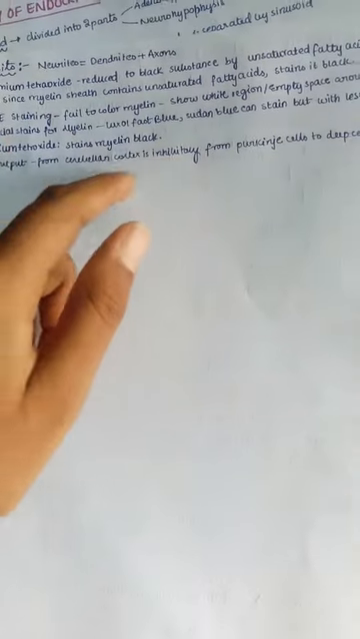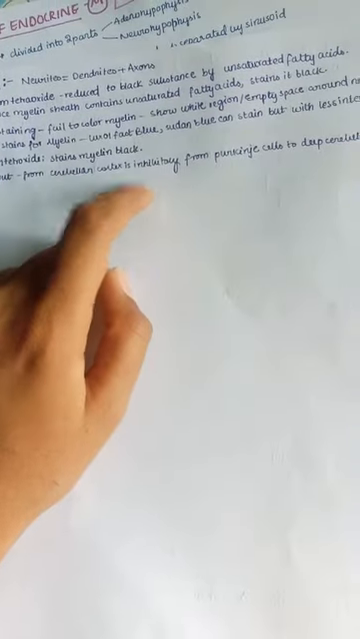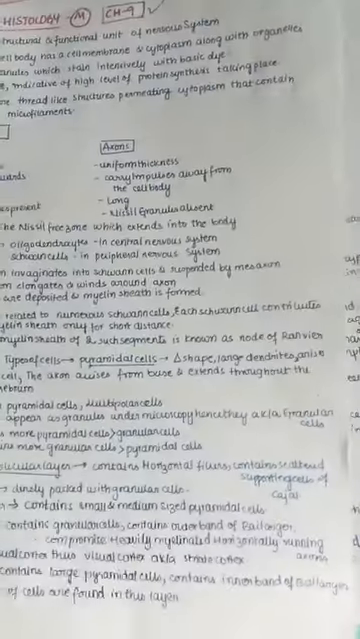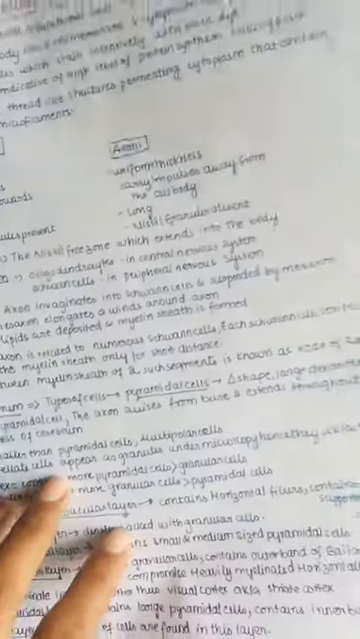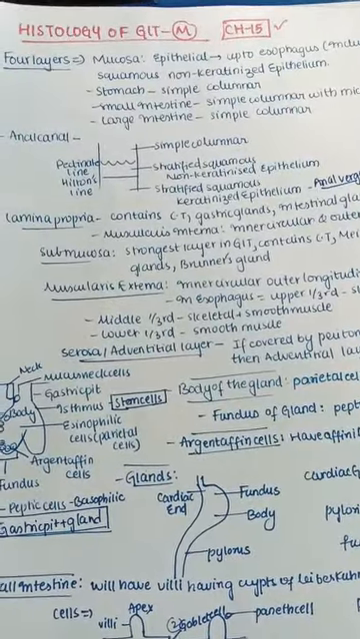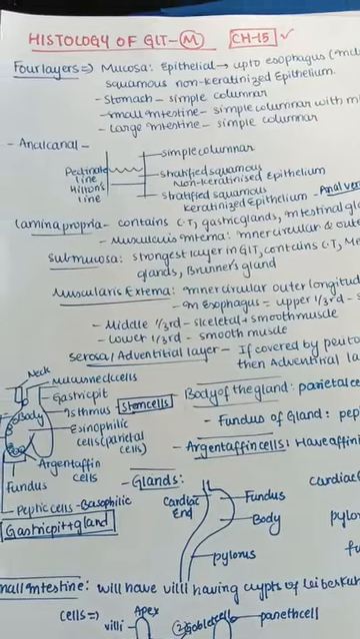And the only output from the cerebellar cortex is inhibitory, that is the Purkinje cells to the deep cerebellar nuclei. So by this we complete the histology of the nervous system revision, along with the bits. Let us continue our revision of histology. So here let us start with the histology of the GIT.